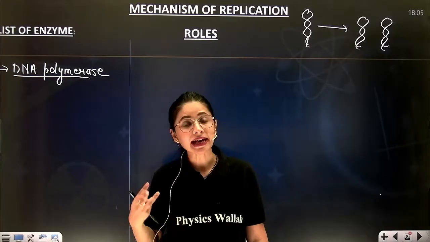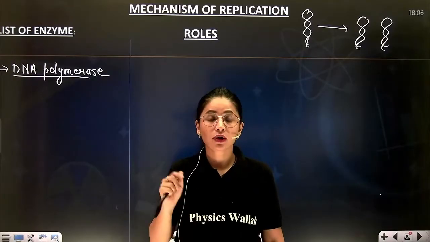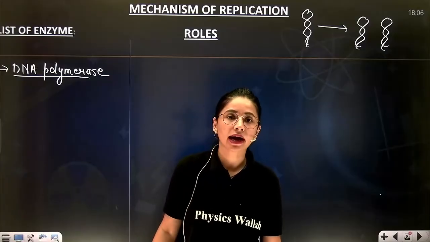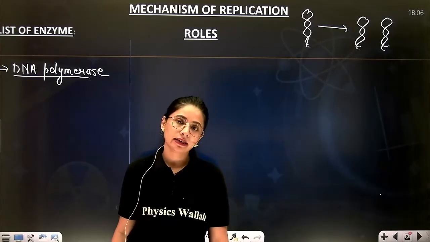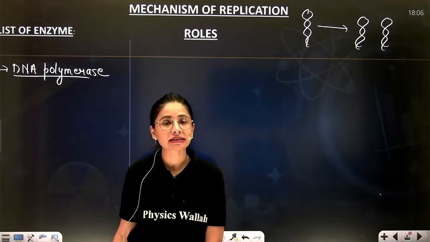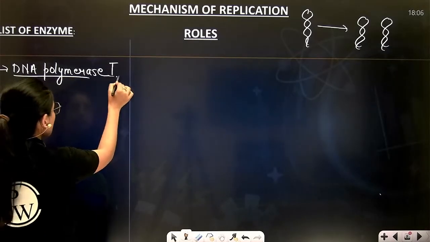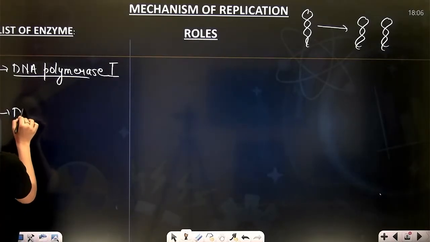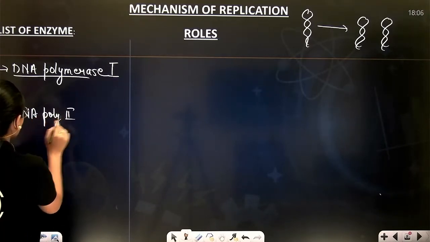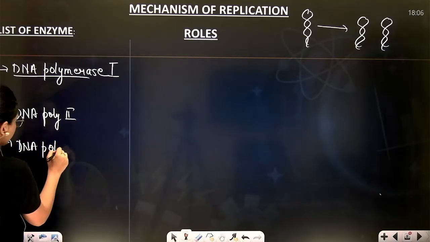Now there are three types of DNA polymerase found in the case of prokaryotes. Now we are going to study replication in prokaryotes. So all the enzymes which I am going to tell you are related to prokaryotes. In prokaryotes, the most important enzyme DNA polymerase is of three types. DNA polymerase 1, DNA polymerase 2 and DNA polymerase 3.